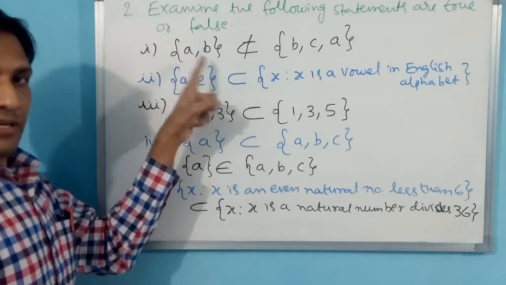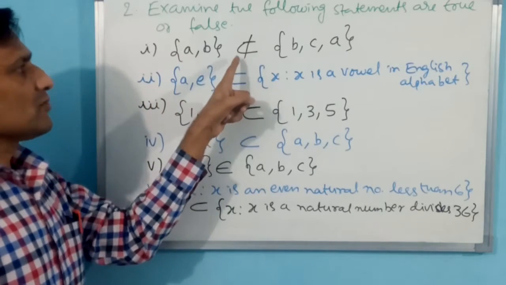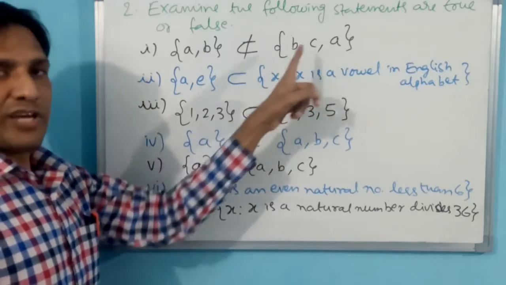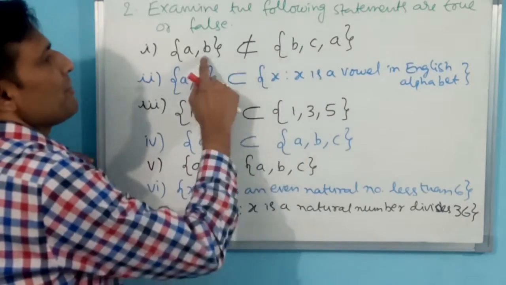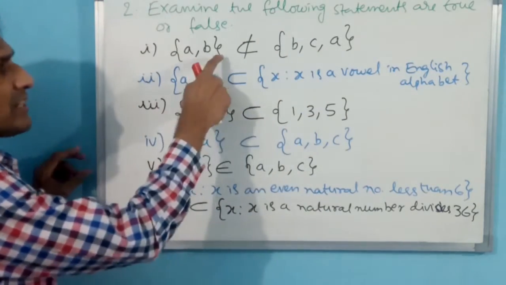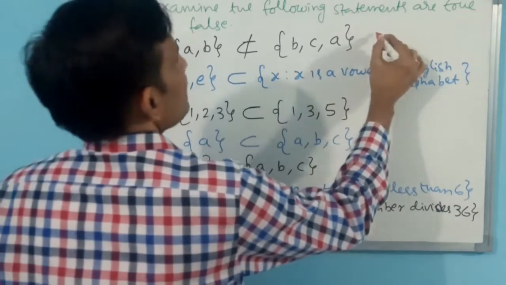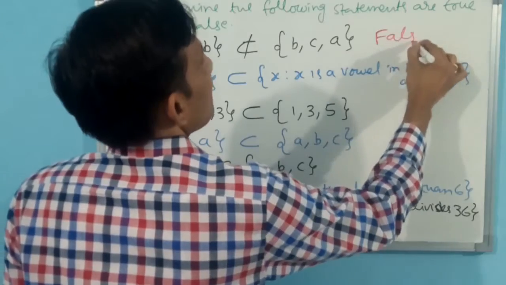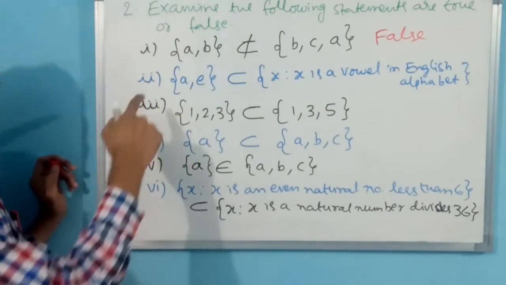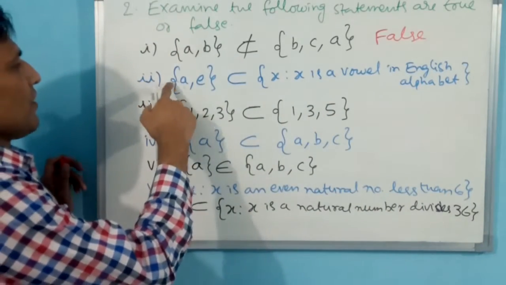Set {A, B} is not a subset of {A, B, C}. See, A is there, B is there, then it is a subset. But he is telling that it is not a subset. This is false. False. Okay. Now let us see second one.